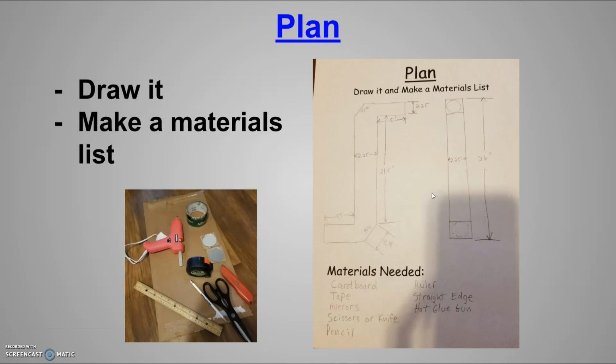and then we plan. And during this stage of the design process, we draw it and we make a materials list. And so we created a drawing of what we wanted the periscope to look like, given the size of the mirrors that we were working with, and we wrote down what materials would be needed to create this periscope.